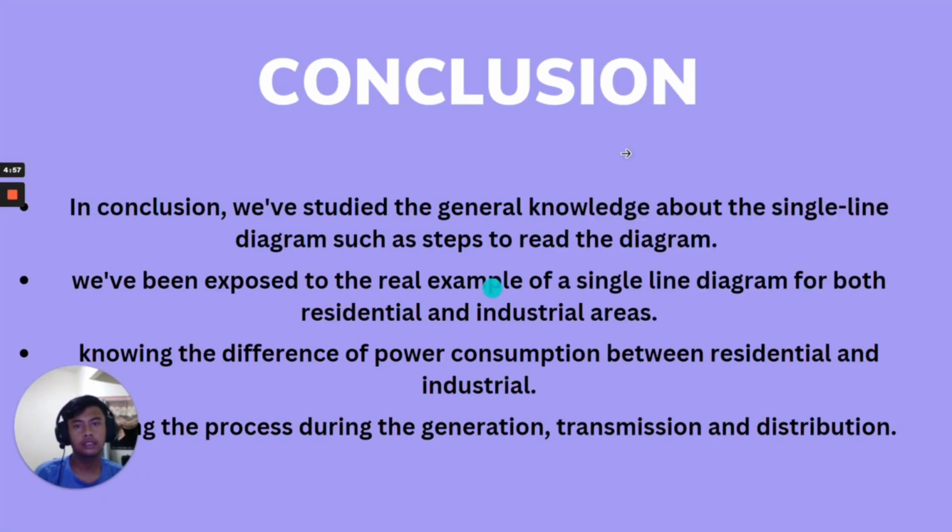The next part is the conclusion. In conclusion, we have studied the general knowledge about the single line diagram, such as steps to read the diagram. Besides, we have been exposed to real examples of a single line diagram for both residential and industrial areas. Next, we get to know the difference of power consumption between residential and industrial. And the last one is knowing the process during generation, transmission, and distribution.